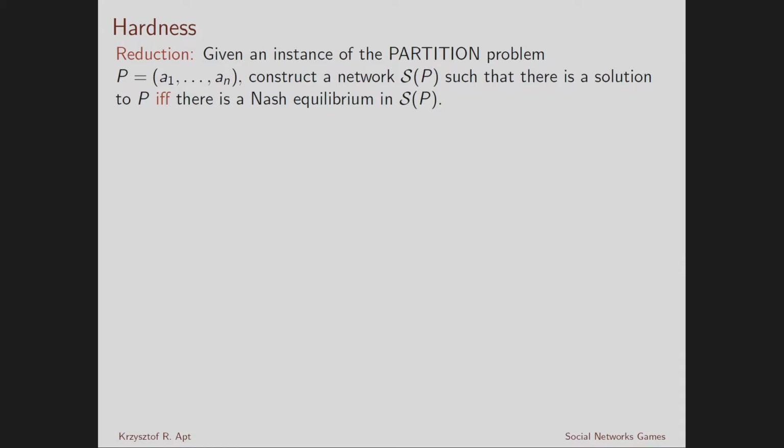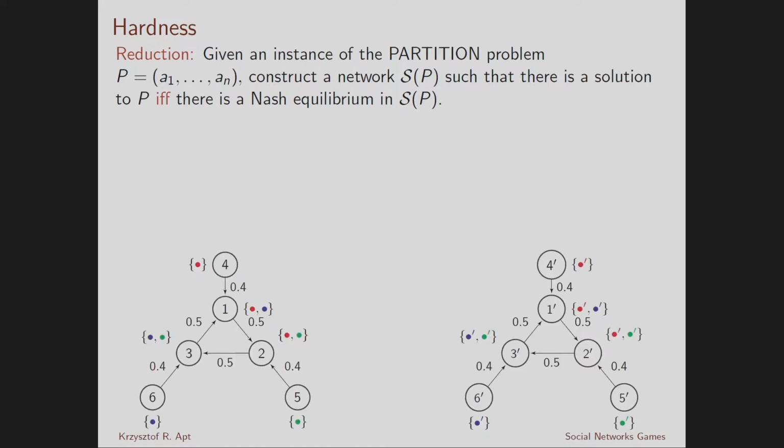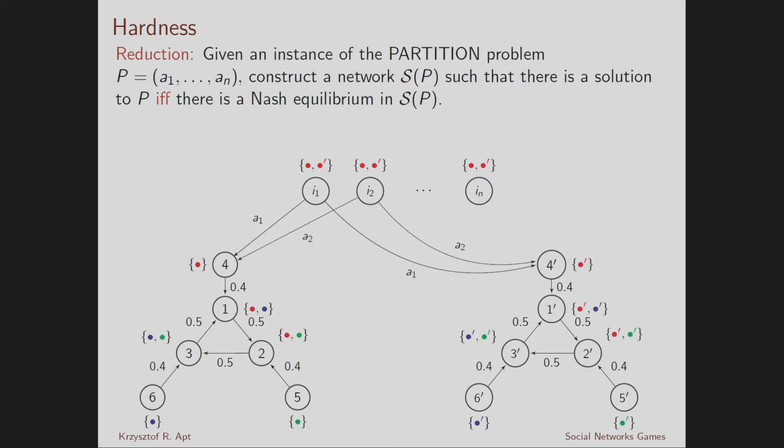So we have an instance of the partition problem, and I will now construct a social network such that there exists a solution to this partition problem if and only if the social network has a Nash equilibrium. So we create 2 copies of this network, which you already know. The one on the right has new nodes, so they are all primed, but also new colors, so the colors also have a primed version. Then we add at the top n new nodes, where n is the number from the instance of the partition problem. And we create links from these additional nodes to nodes 4 and 4 prime, and so on.